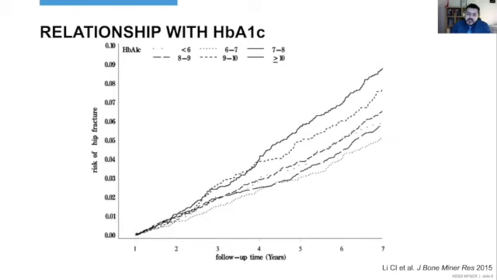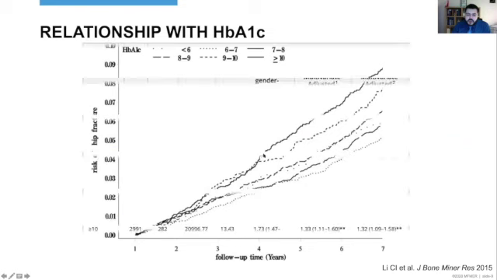Another risk factor other than BMD is actually A1C itself. And here we're looking at different A1C levels that are listed up here. And you can see that there is an incremental increase in the risk of fracture over time, depending on the A1C. It increases with the increase in A1C.